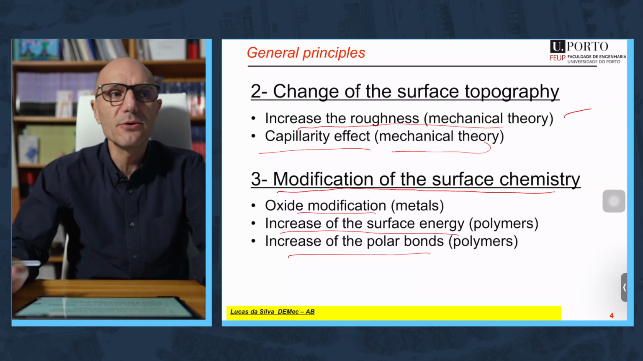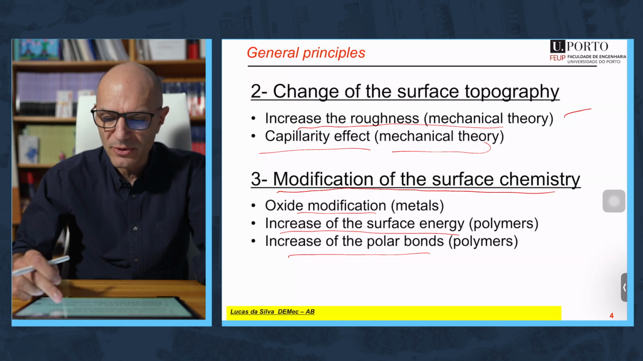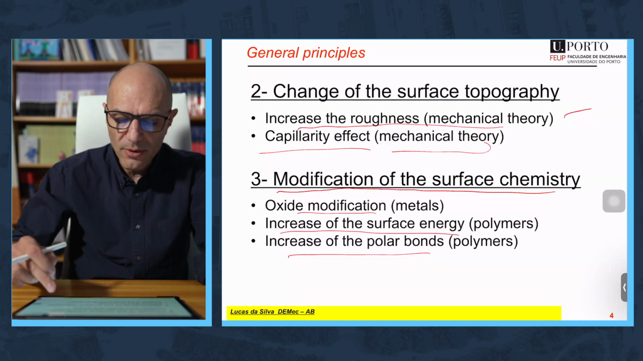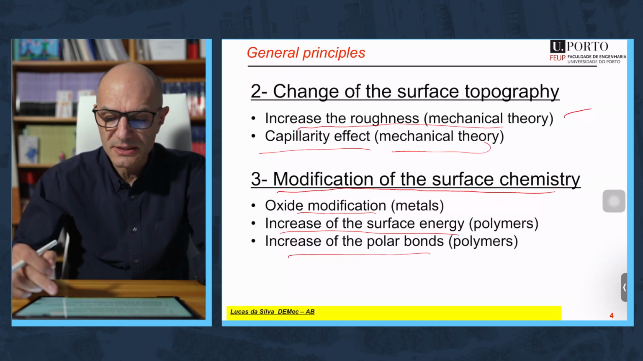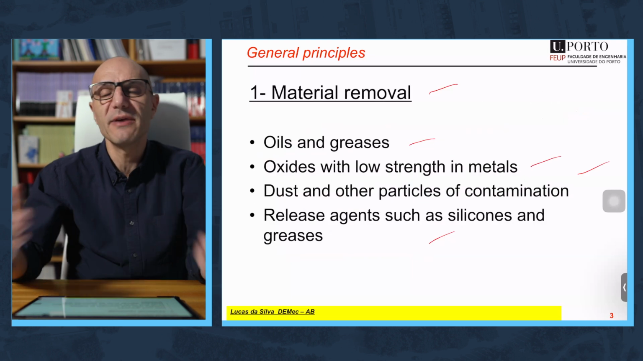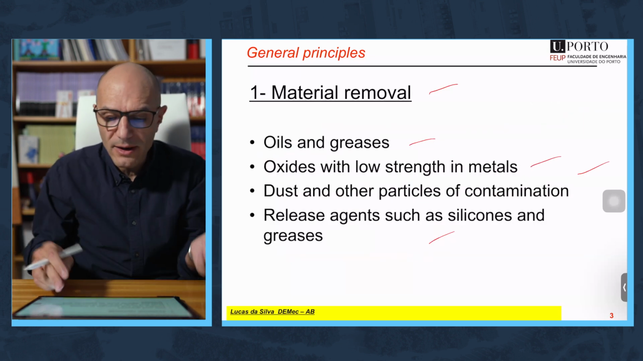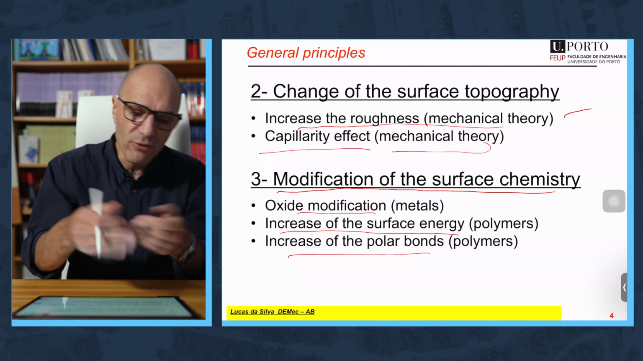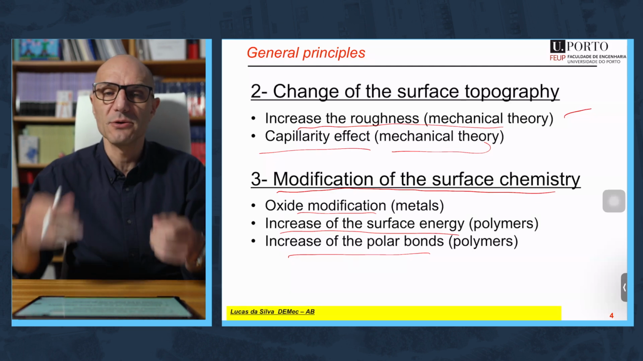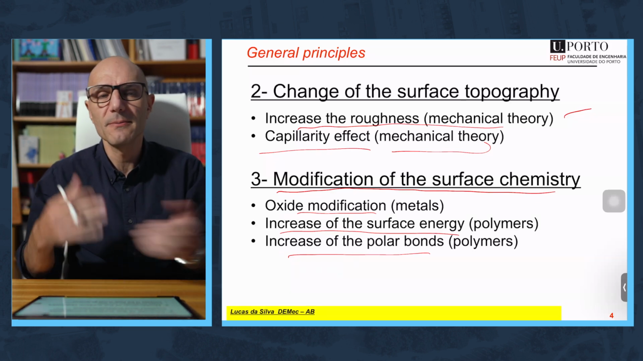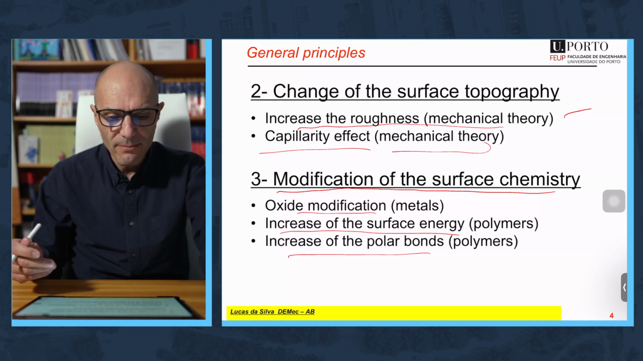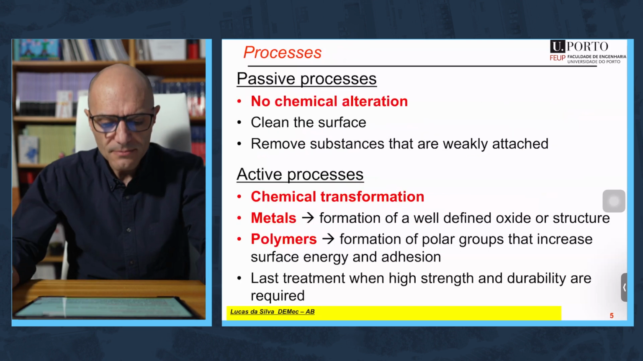So, depending on the complexity of the surface treatment, you might have 1, 2, 3 general principles. If you have something very, very simple, for example, acetone, only 1. If you have emery paper, you have 1 and 2. If you have anodization, you have 1, 2, and 3. Okay? The more complex, the more principles are involved.